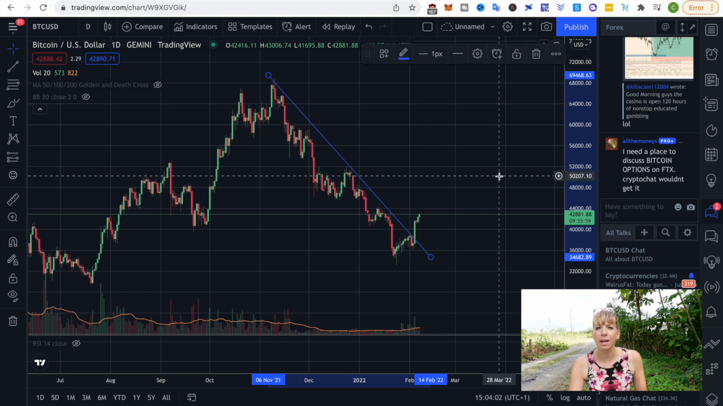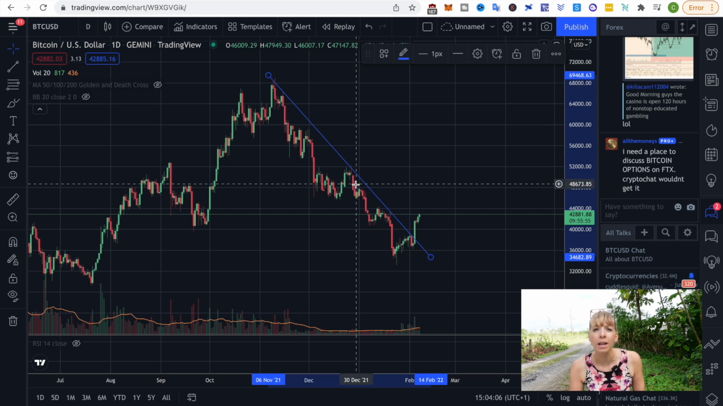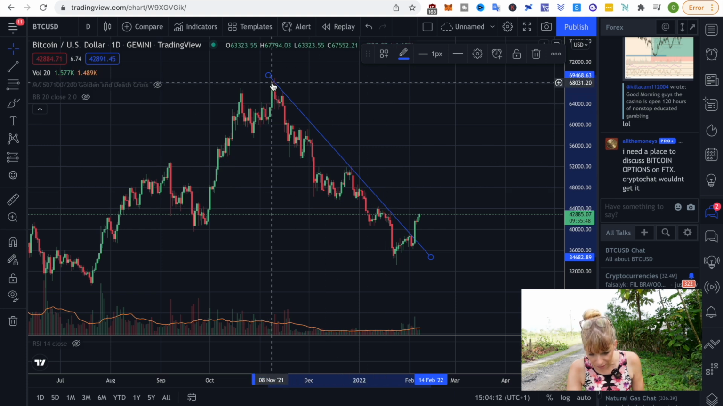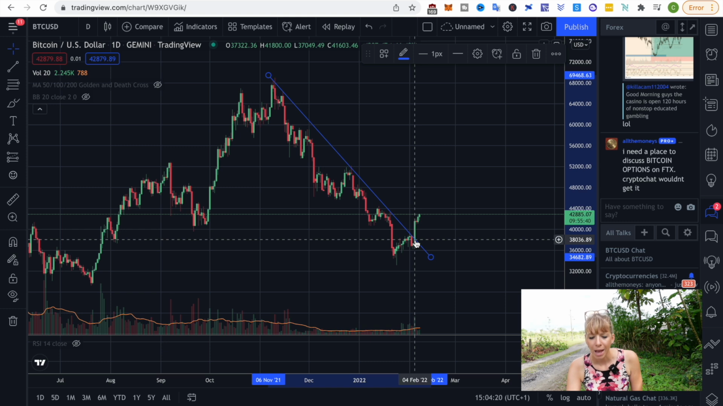And again, it can be touched by the body or the wick. Usually you want to look at where the body touches it, but it can also be a wick that touches it again and again. So you can see we've had that downwards trend starting in November and ending in actually just the end of January. So it broke through on the 4th of February, and now it is expected for the price to move higher.